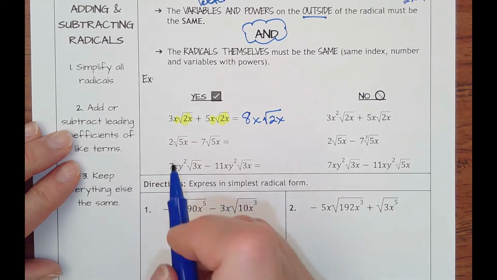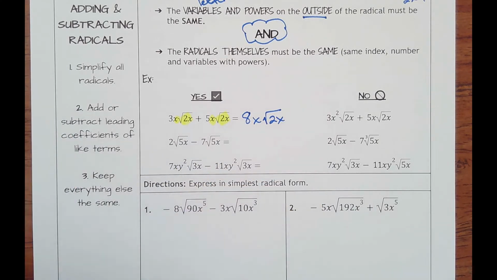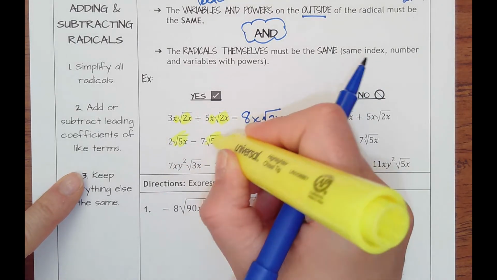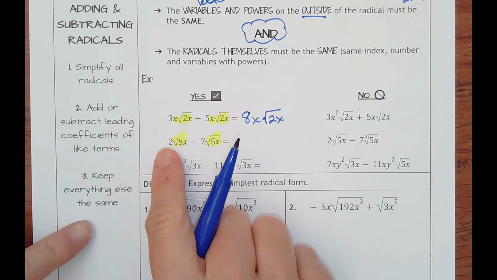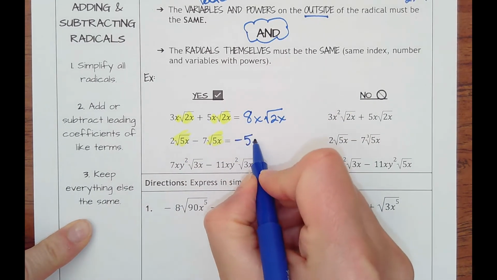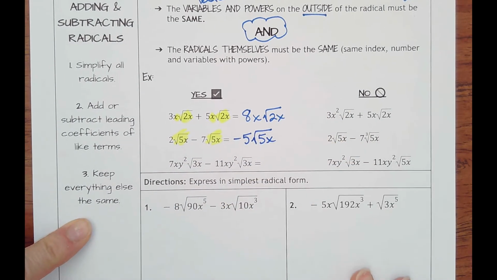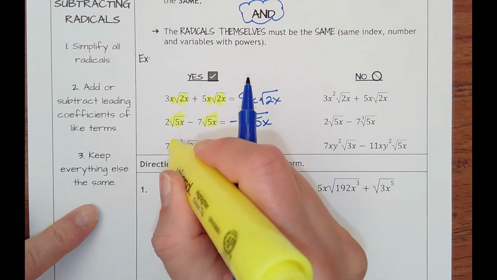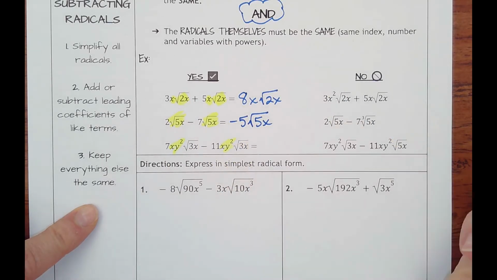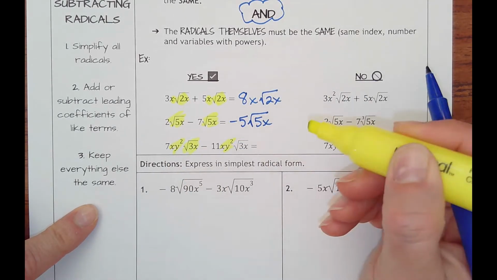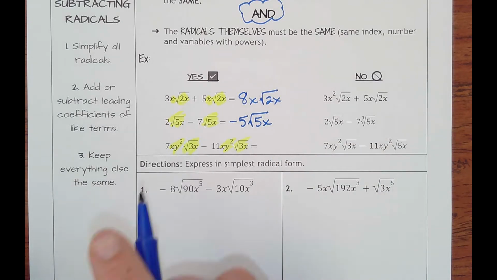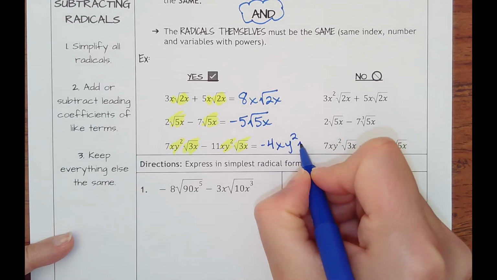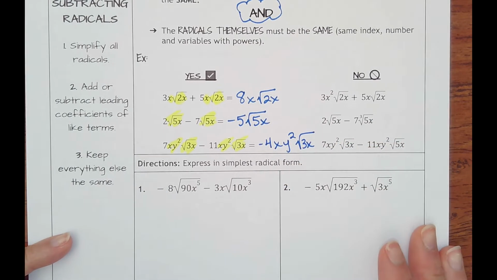Okay, next one, we've got 2 square root of 5x minus 7 square root of 5x. So the numbers outside are different, that's fine, but they're both square root of 5x. So 2 minus 7 would be negative 5 square root of 5x. And then the last one, see how it's xy squared times square root of 3x, square root of 3x. So all you do is 7 minus 11, which is negative 4, xy squared square root of 3x.